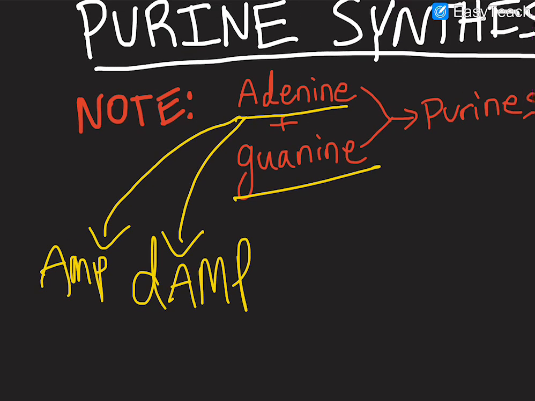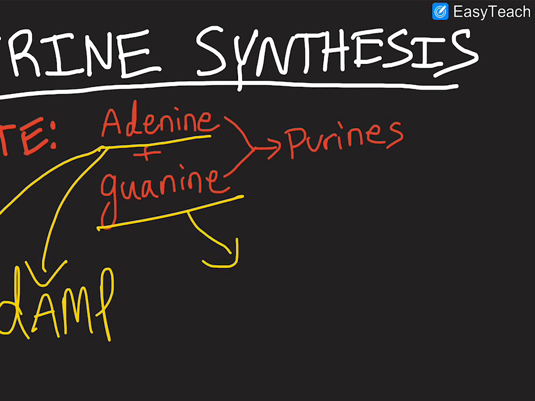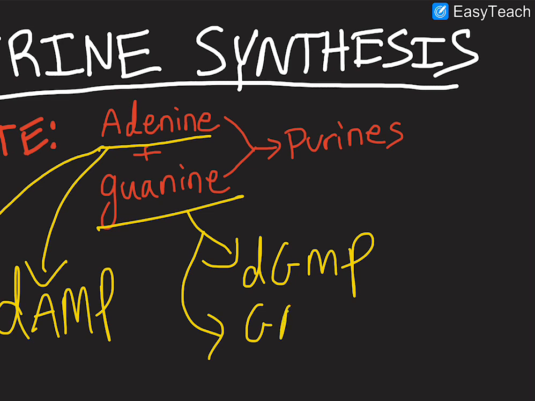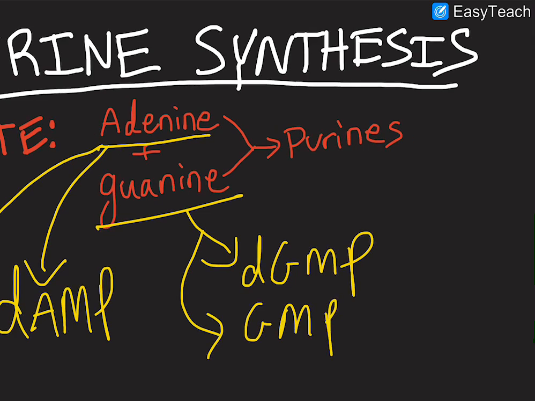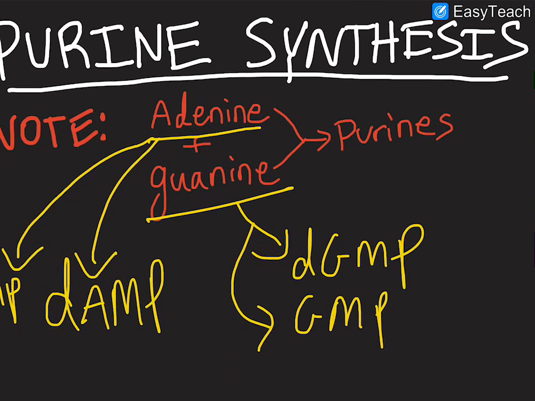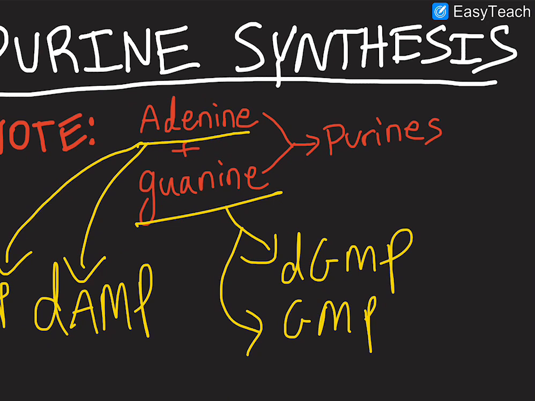And then same thing with guanine. We want deoxyguanosine monophosphate if we're trying to make DNA. And if we want RNA, we just want guanosine monophosphate. So that's what we're going to try to make in purine synthesis. Let's go and see how that happens.